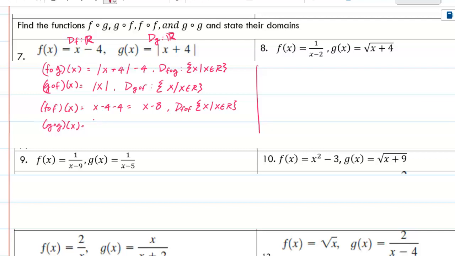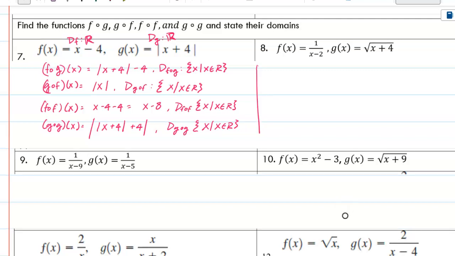G of g, it's an absolute value inside of an absolute value, which is very interesting. But we have to keep it the way it is. Domain of g, x, all real numbers. And once again, you can write it into a piecewise function that has 4 functions in it. But I'm not going to do that. Okay.